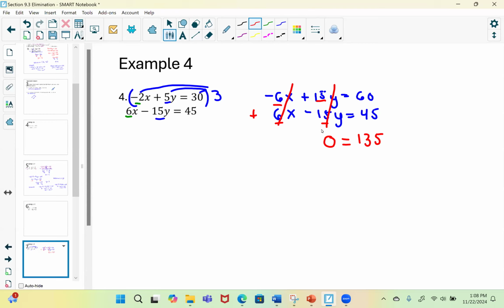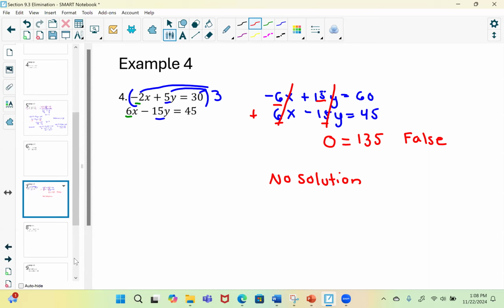So if the x's and y's both cancel, and you get this, you check if it's true or false. So this is false. 0 definitely doesn't equal 135. And if it's a false statement, that means you have no solution. And so that is my answer. It's no solution.